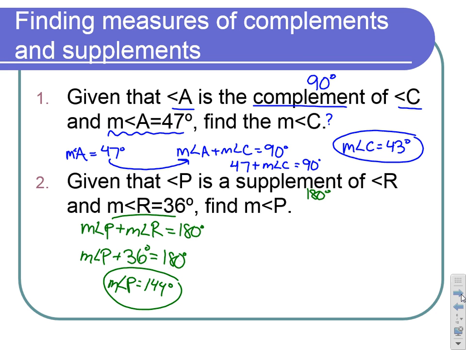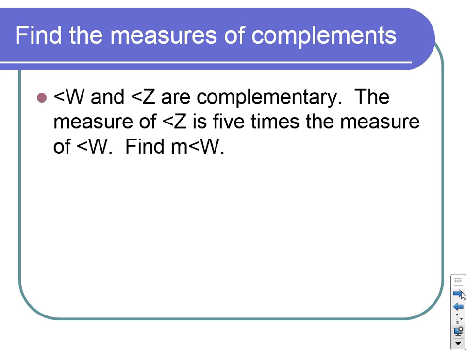Okay, so it's really just plugging in. It's almost like a segment addition problem, or excuse me, angle addition problem. Your totals are those 90 and the 180 degrees, and then you're just adding the other two. Okay, so hopefully that makes sense, finding complements and supplements.